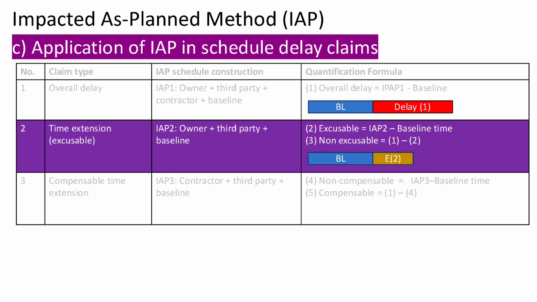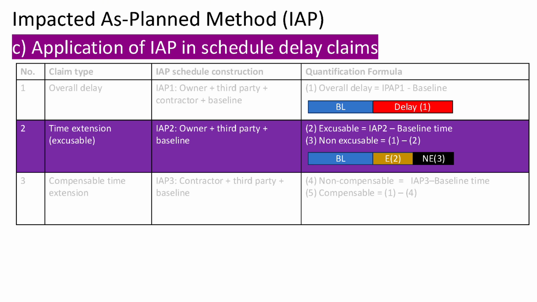Next, for time extension claims, we construct what we call IAP2, which adds only owner-caused and third-party delays to the original baseline schedule. Since these delays are not the contractor's fault, the schedule impact calculated as the difference between the IAP2 and the baseline is excusable delay, as expressed in equation 2. This forms the basis for requesting a time extension. It is illustrated as the dark yellow portion beyond the blue baseline bar, while the black bar indicates the remaining delay that is non-excusable, which can be calculated using equation 3, non-excusable equals overall delay minus excusable.